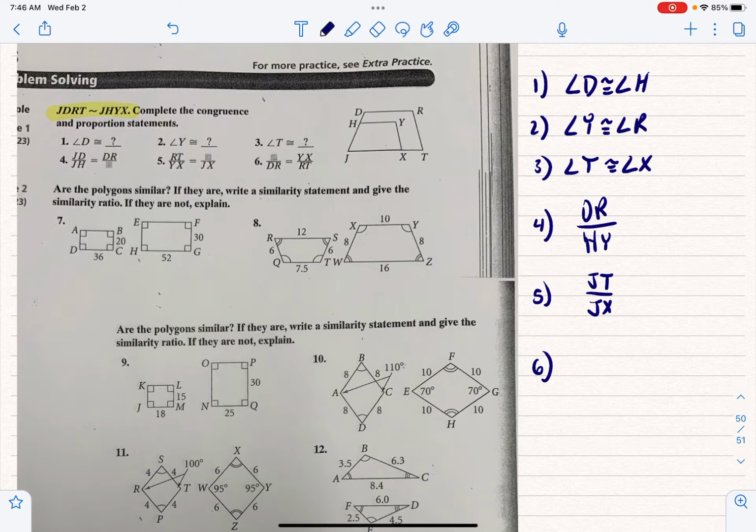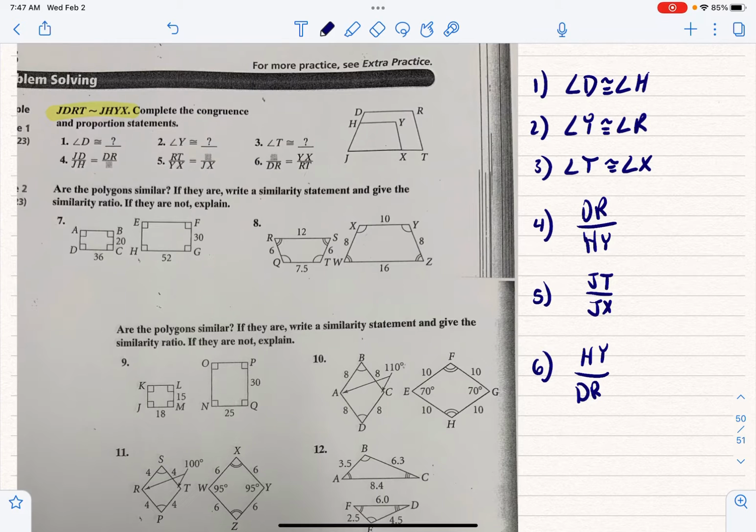Okay, number 6 says blank is to DR, DR being the top of the large one, in the same way that YX, the small right side, is to RT, the large right side. So that would be HY. HY is to DR. Okay, moving on.